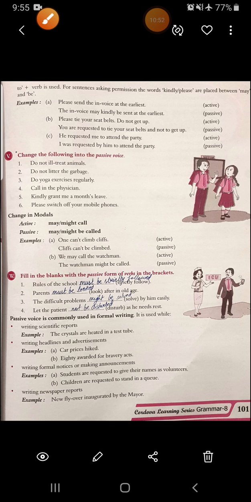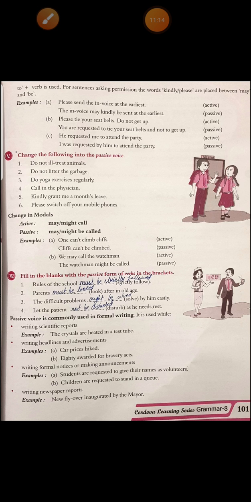Now see this exercise W. What you have to do, you have to change the passive into active, and active into passive. Rules of the school must be strictly followed. Second, parents must be looked after in old age. Third, the difficult problems might be solved by him easily. Fourth, let the patient not be disturbed as he needs rest.